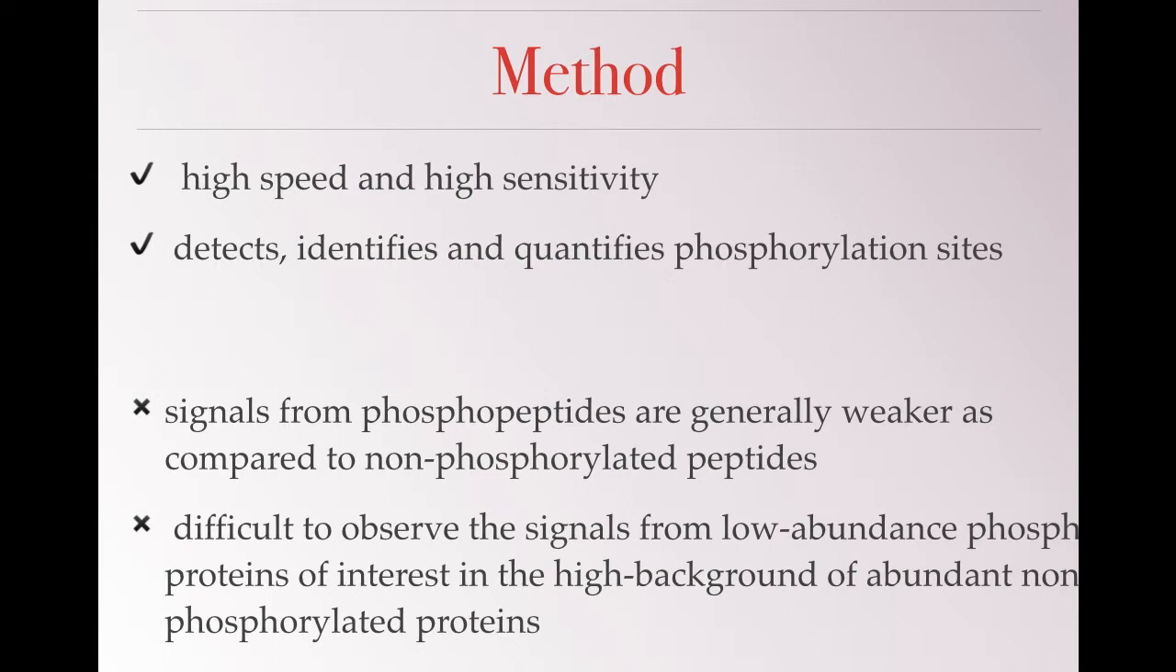Firstly, signals from phosphopeptides are generally weaker as compared to non-phosphorylated peptides, as they are negatively charged and poorly ionized by MS performed in the positive mode. Secondly, it can be difficult to observe the signals from low abundance phosphoproteins of interest in the high background of abundant non-phosphorylated proteins. To overcome these drawbacks, enrichment of phosphoproteins or phosphopeptides before MS is necessary.